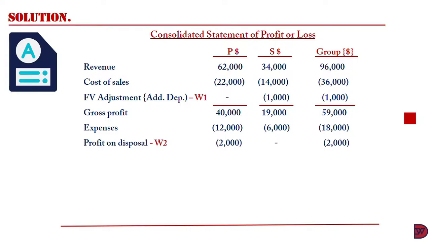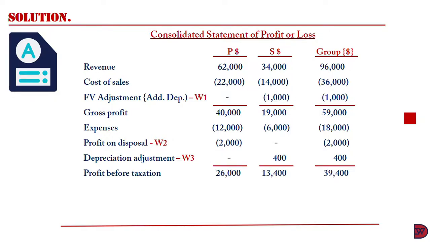We come to profit on disposal, the asset that was sold to S. Because there was a profit, P recorded it in its account, so we less it, $2,000. We'll show the workings also very soon. Then we come to the depreciation. Okay, the additional depreciation that was recorded because of the new owner, which is S, having it at a higher cost. Okay, so we are adding the 400 because the depreciation was negating the gross profit. So in order to reduce it, we add.